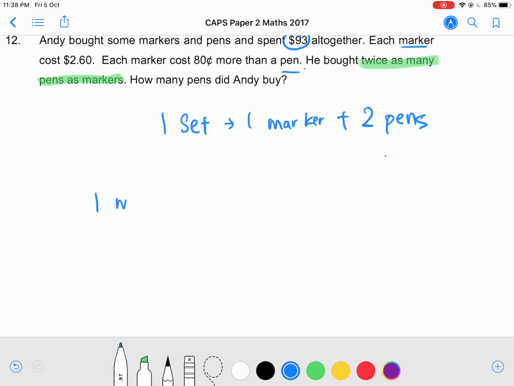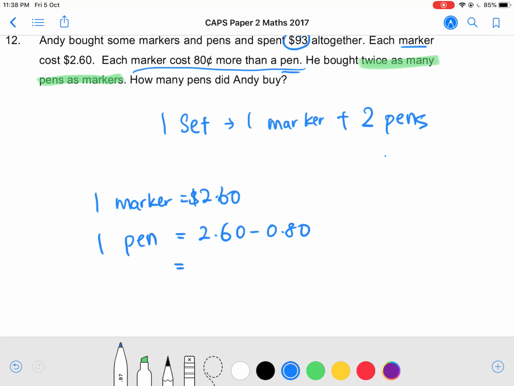Anyway, so one marker is going to cost me $2.60, and a pen would cost me, each marker costs 80 cents more, right? So a pen is cheaper. A pen would be minus 80 cents. A pen is going to be $1.80. So that is the cost of one pen.